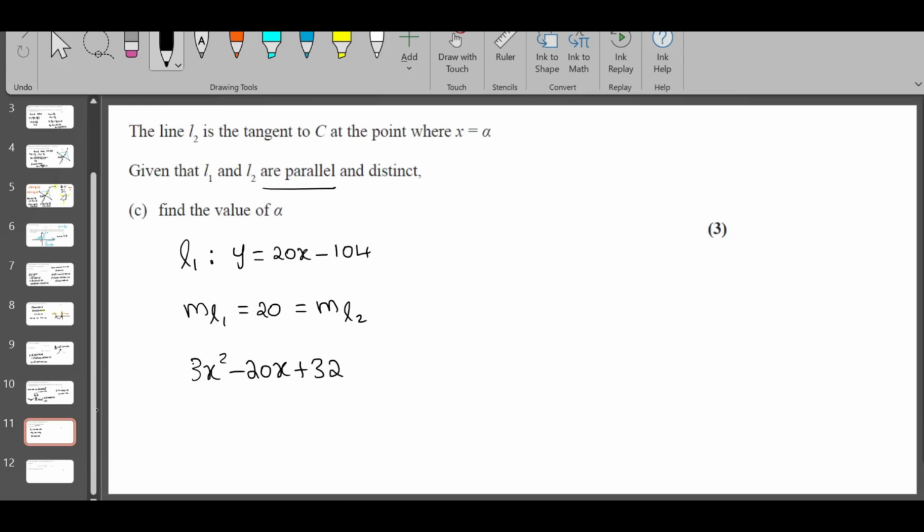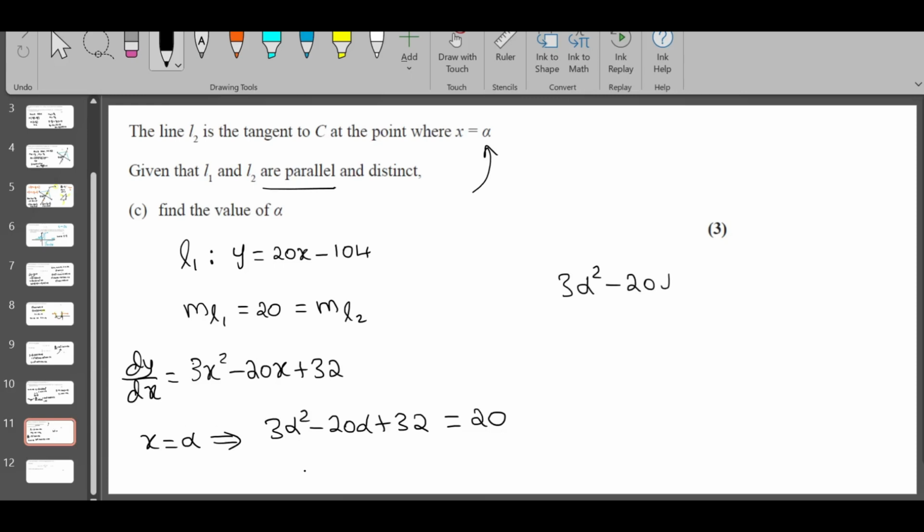and when you sub in the x coordinate, you will get the slope, right? The x coordinate is alpha, the x coordinate of the point where the tangent touches the curve. So it's 3 alpha square minus 20 alpha plus 32. You should get 20 because 20 is the slope. Solve this quadratic. So it's 3 alpha square minus 20 alpha plus 12, since 32 minus 20 is 12, equals 0.